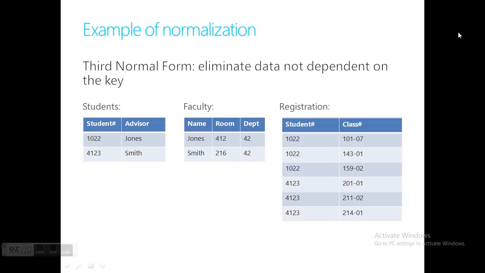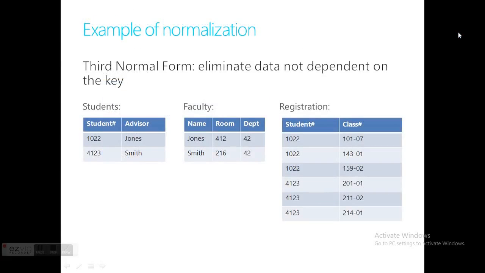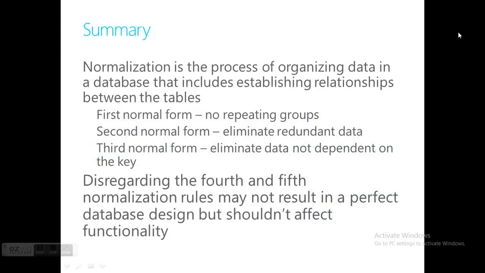If we go to third normal form, in which we eliminate the attributes that are not dependent on the key, we see that in the second normalized form, the students table contains an attribute advisor room, which is independent of the key student. So we eliminate that from that table and create another table called faculty, in which we have attributes name, room and department number. Now the student table contains only student and advisor.